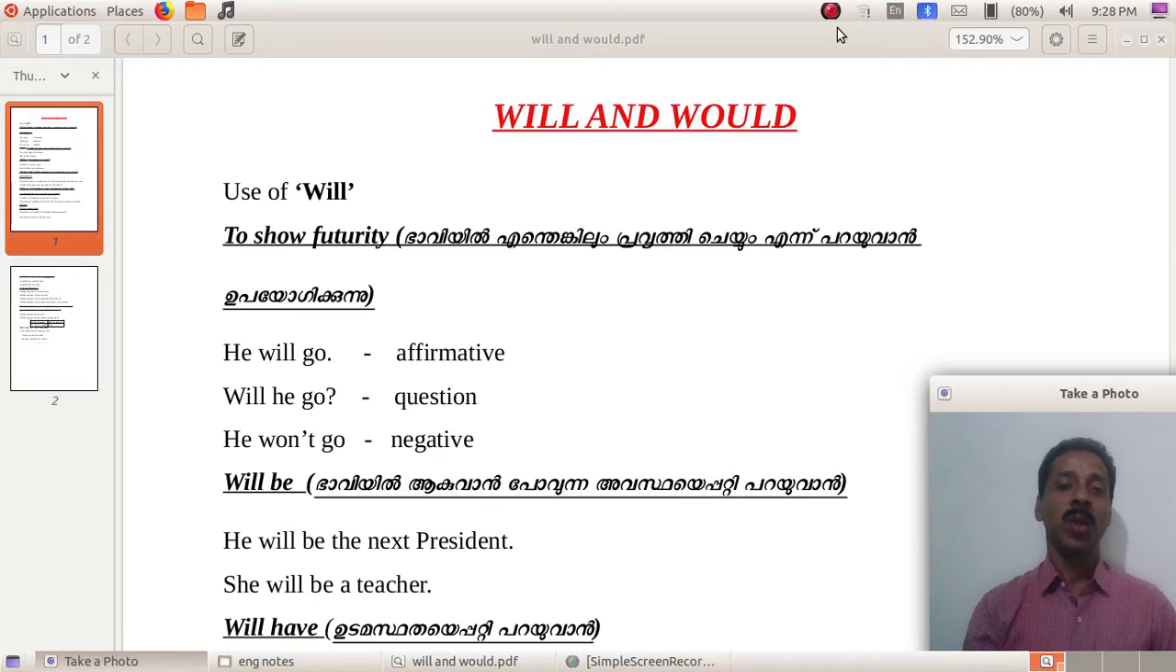Today we will learn the uses of the modal auxiliaries will and would. So last day we learned that there are 13 modal auxiliaries. Now we have to learn the uses of these modal auxiliaries, and today we will discuss the uses of will and would.